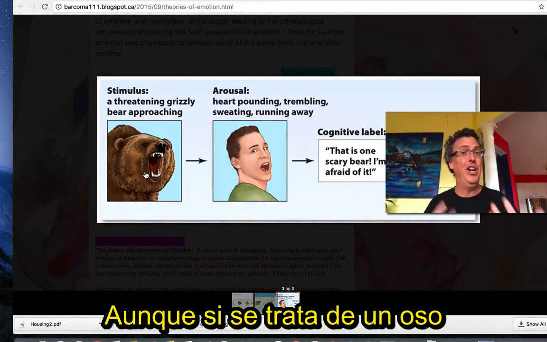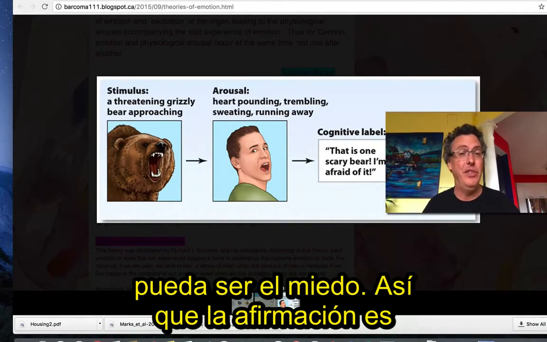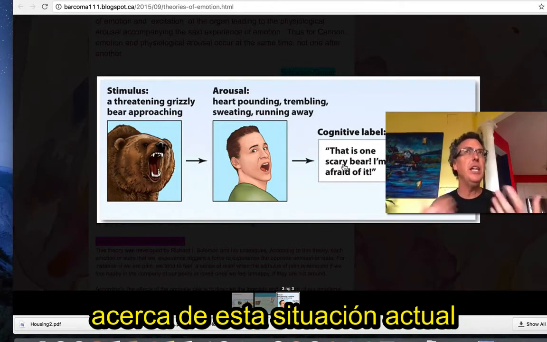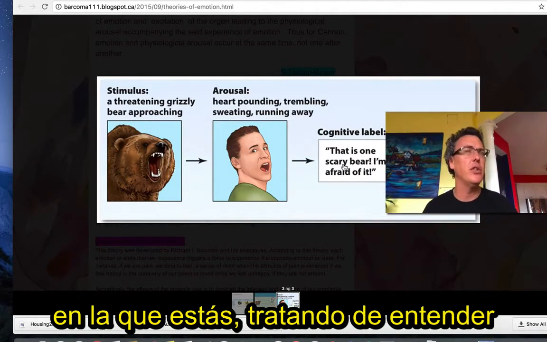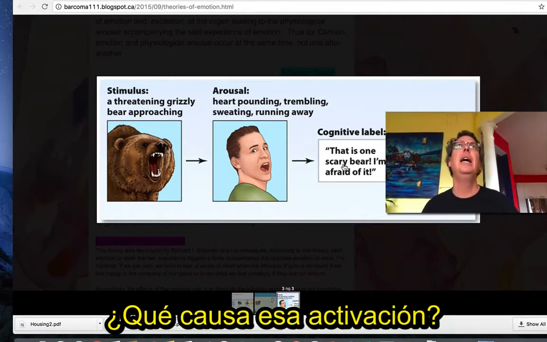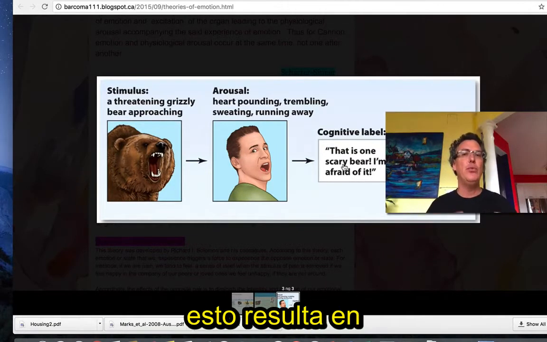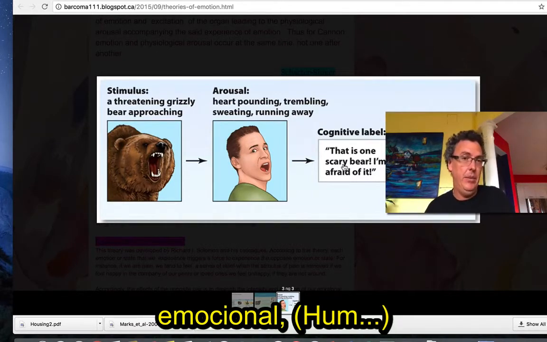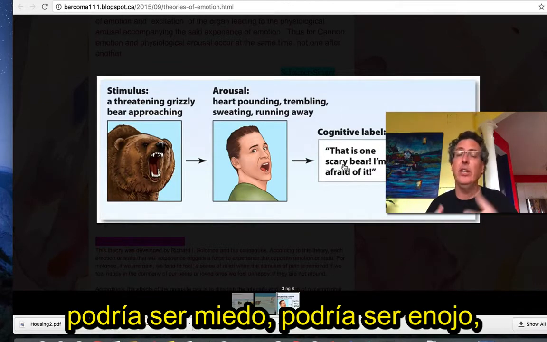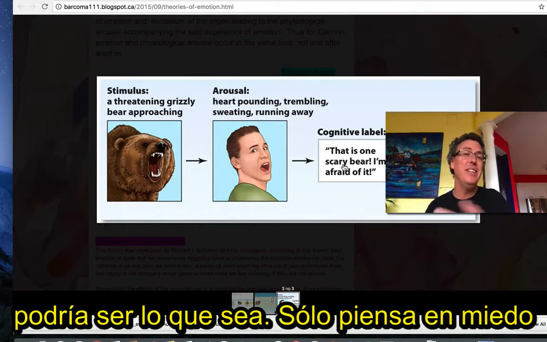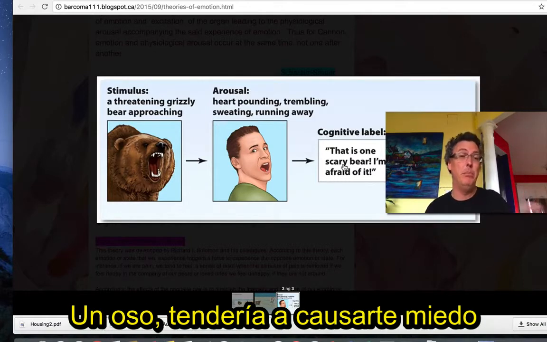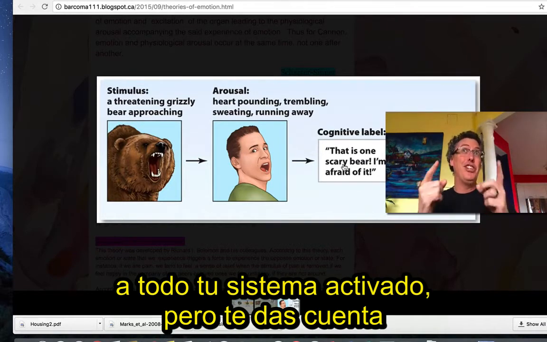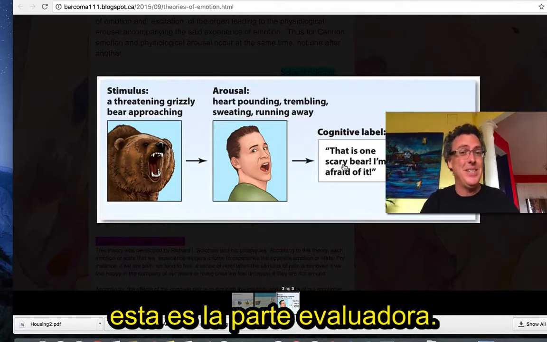If it's a bear, though, that got your heart beating, now the emotion might be fear. So the claim is you feel that activation of your body. You think about the current situation you're in, trying to understand what caused that activation. And then once you figure that out, this results in a certain state of emotion. It could be worry, it could be fear, it could be anger, it could be whatever. So, to think of fear versus anger, for example, a bear would tend to cause fear because you've got your whole system active, but you realize that bear is tougher than you are. This is the appraisal part.